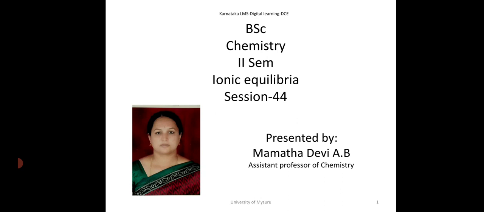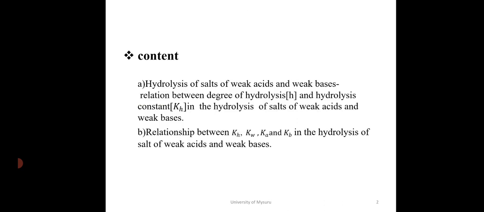In this video, I am going to explain session 44 of Ionic Equilibria. The contents of this video are: first, hydrolysis of salts of weak acids and weak bases, that is, the relation between degree of hydrolysis and hydrolysis constant in the hydrolysis of salts of weak acids and weak bases. Second, the relationship between Kh, Kw, Ka and Kb in the hydrolysis of salt of weak acids and weak bases.